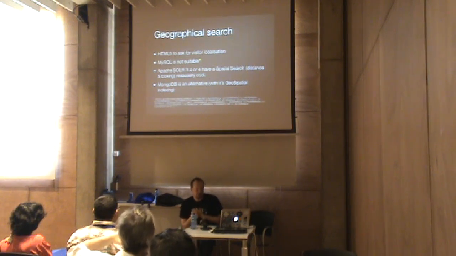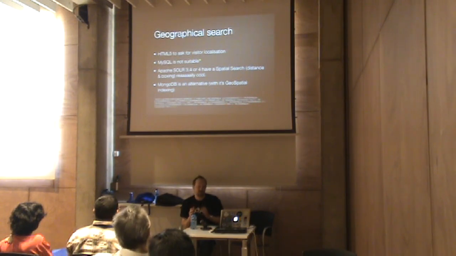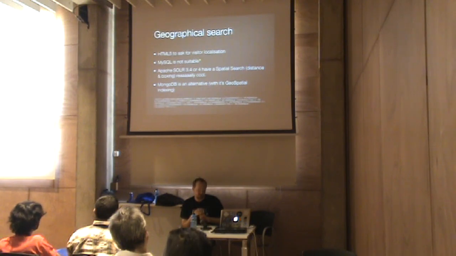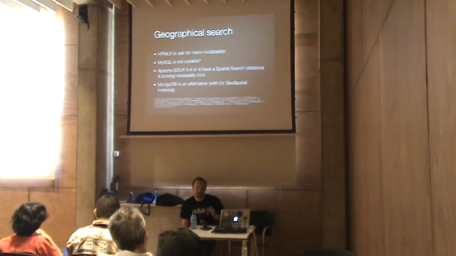What works really cool is Apache Solr 4, which has special search in distance boxing, so it's really cool. It's so easy to implement with Drupal. And another alternative to go a little bit faster is MongoDB, and now you have geospatial indexing too, so just use that. It's really easy.